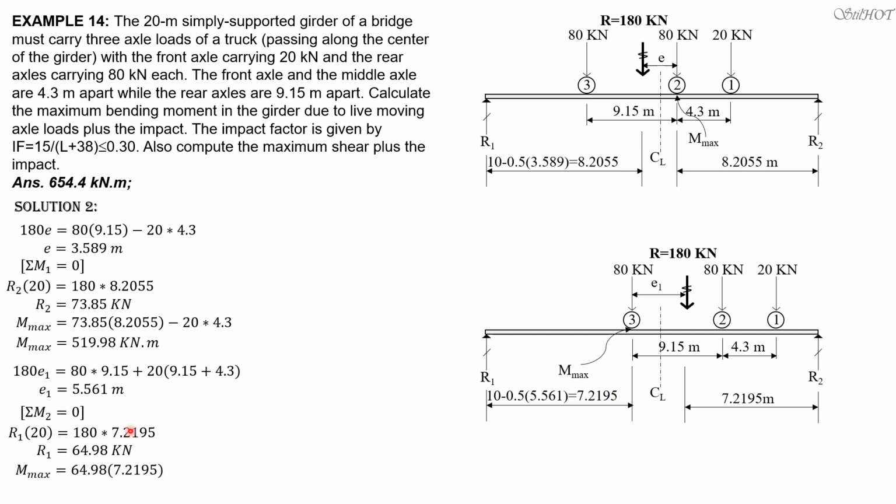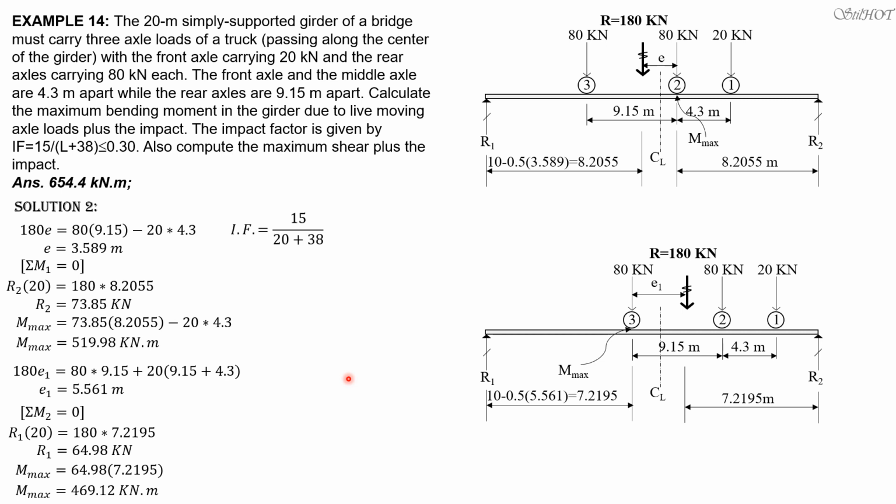And comparing to the maximum moment which occurs at R2, this is less. It's only 469.12. So that's why, as explained earlier, since we have equal heavier loads, and because the 20 kilonewton load is closer to this heavier load, we conclude that the maximum moment occurs at 2.